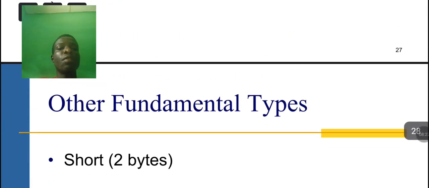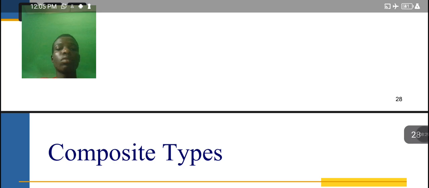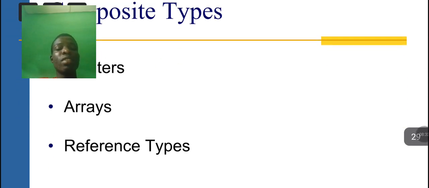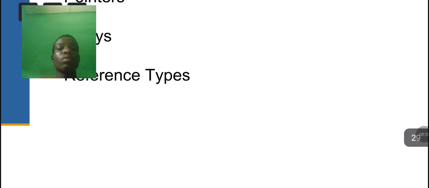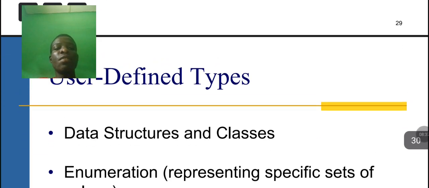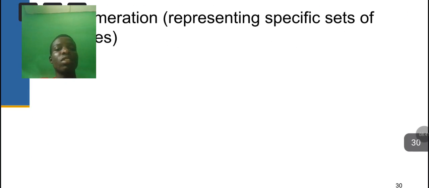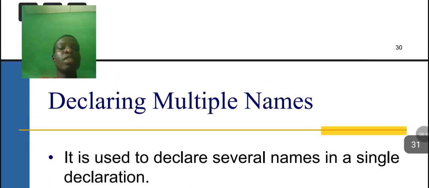So these are the fundamental types. Now I have pointers, arrays, reference types, and user-defined types: data structures, classes, and enumeration. As time goes on, I will explain further.